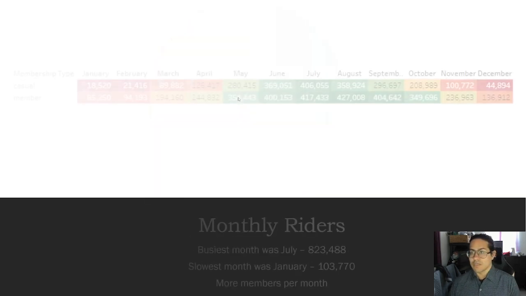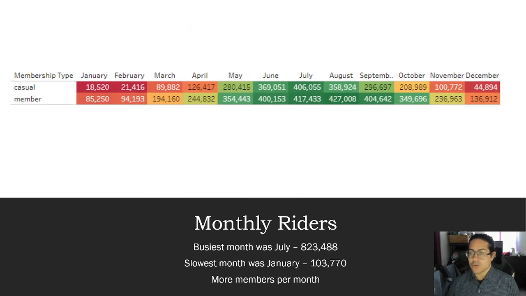So when we dive into the total rides and break it down on a more in-depth level, we could look at the rides per month. Now, when we do that, we can see the busiest month is July with a total of 823,000 rides in just this month alone. And the slowest month was January with a total of 103,770 rides.